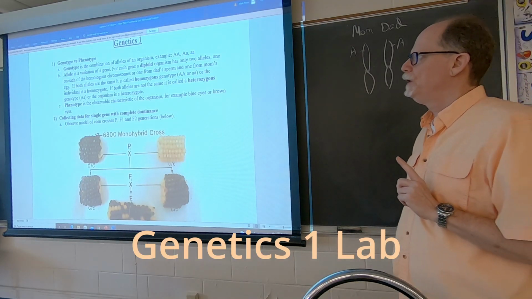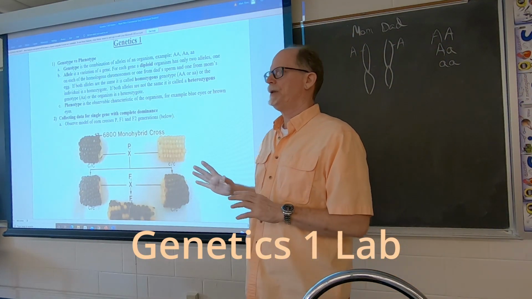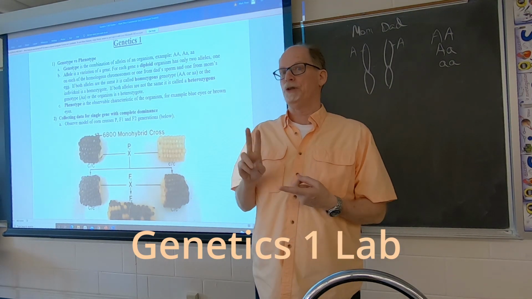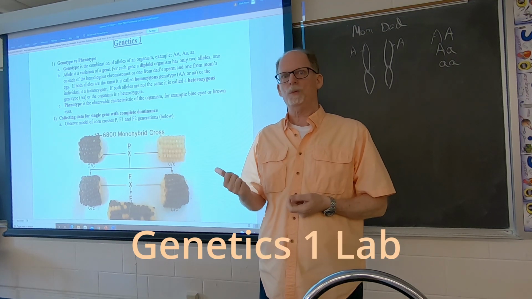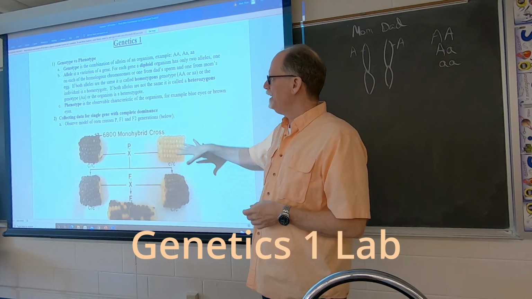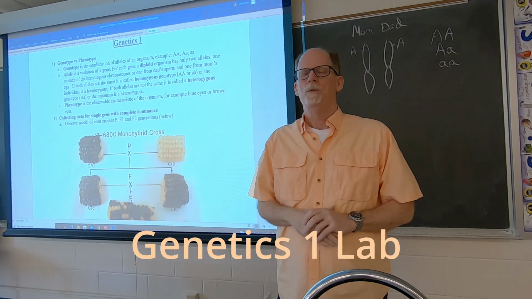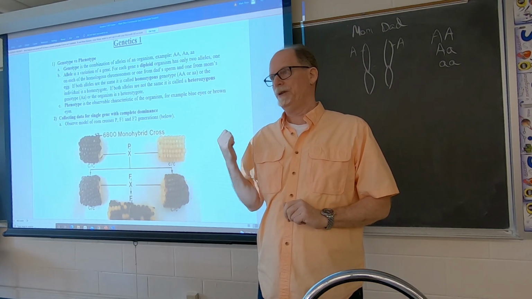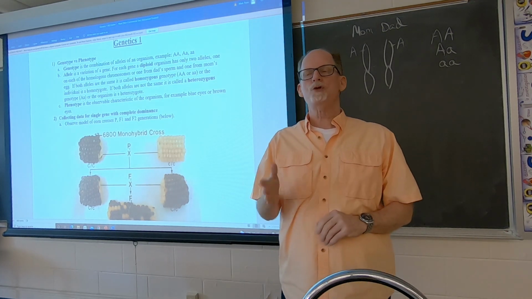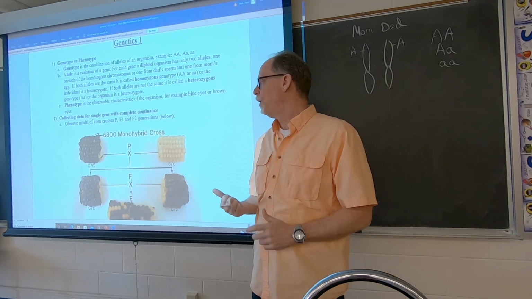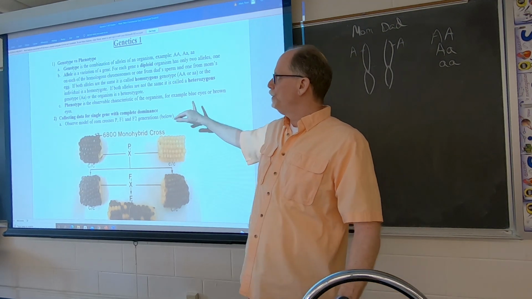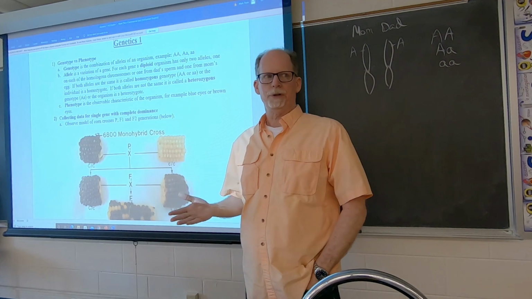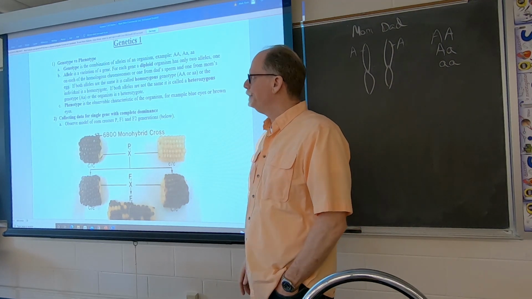This is the genetics lab, and there's a genetics 1, a genetics 2, and a genetics 3 handout as well. They're basically information about genetics as well as how to do some of these Punnett squares. And then you could do them yourself, and I encourage you to do so. But I'm going to go through most of the genetics 1 handout today. I'm not going to do every single problem, but I'll do a few of them.